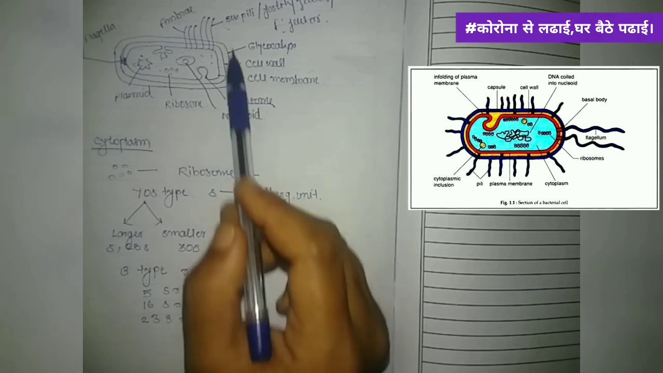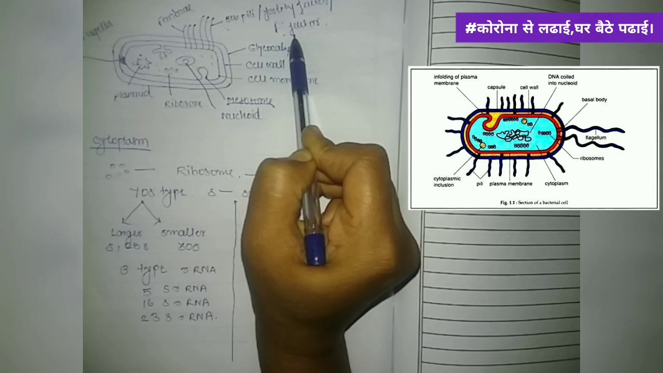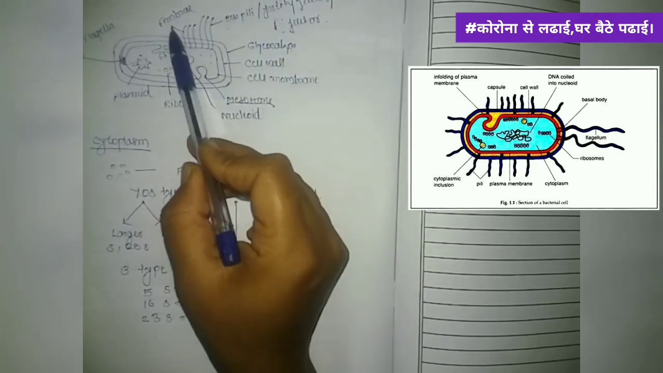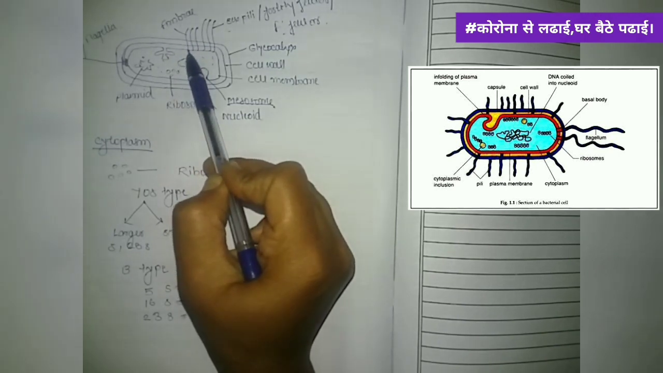That's why I told you this sex pili or F factor helps in the conjugation method, that is, it helps in the reproduction method, and the fimbriae help with surface attachment to the bacterial cell structure.